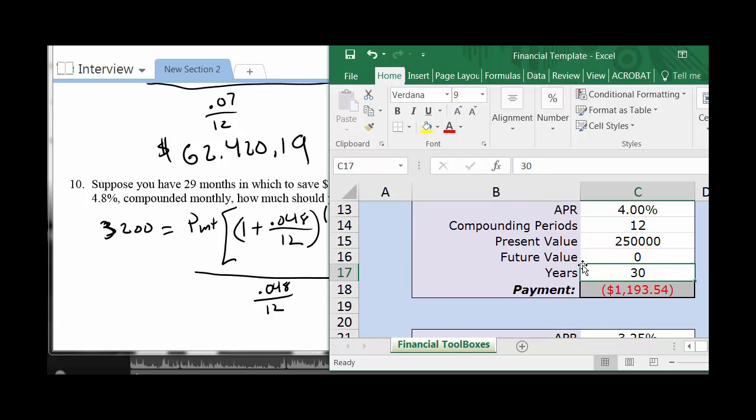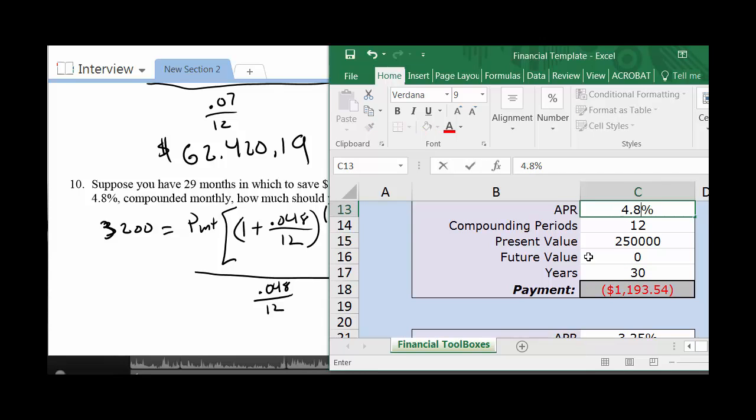Let's see, so APR is 4.8. It's compounding 12 times a year, compounding monthly. Present value, it's not worth anything right now. That's what I want to set up money for. In the future, I want to have 3,200. And let's see, I want in terms of years, so 29 divided by 12.